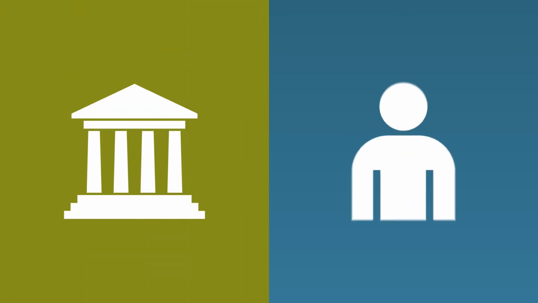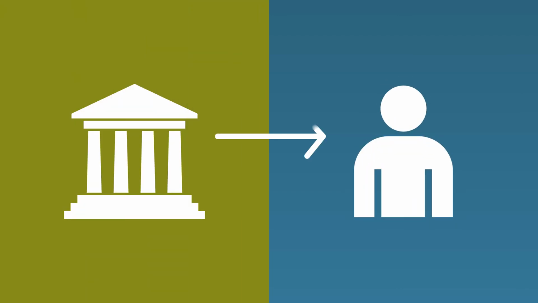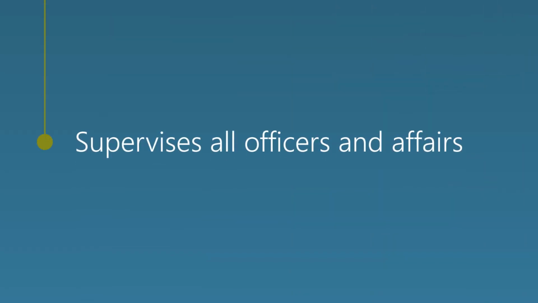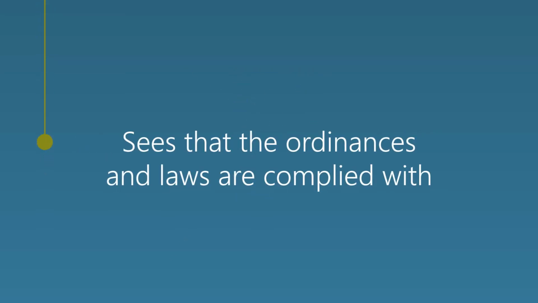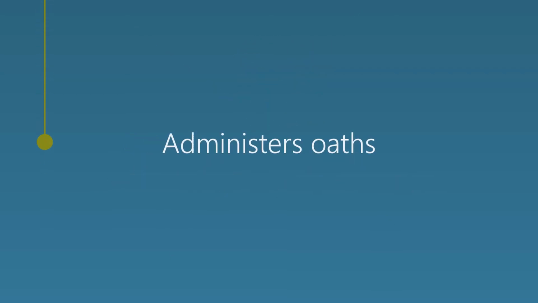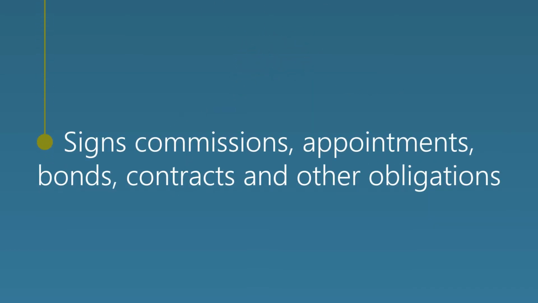Organizational management covers the general oversight responsibilities of the governing body. The success of city and town government depends, to a large degree, upon cooperation between the governing body and the mayor or city manager. The mayor supervises all officers and affairs of the city or town, sees that the ordinances and laws are complied with, administers oaths, and signs commissions, appointments, bonds, contracts, and other obligations in the name of the city or town. These are called executive powers.